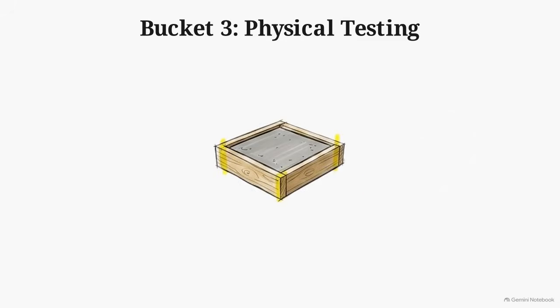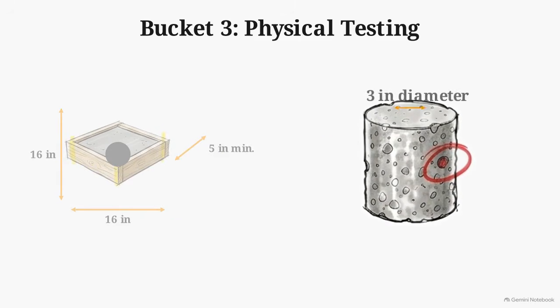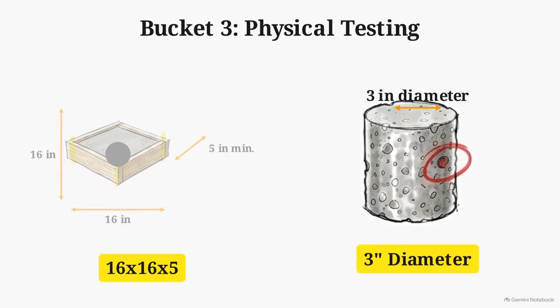Bucket 3 covers physical testing. Rule 9 defines the standard test panel size. It must have a face of at least 16 by 16 inches and a minimum depth of 5 inches. For nominal production testing, Rule 10 specifies that the cores extracted from these panels must be 3 inches in diameter.